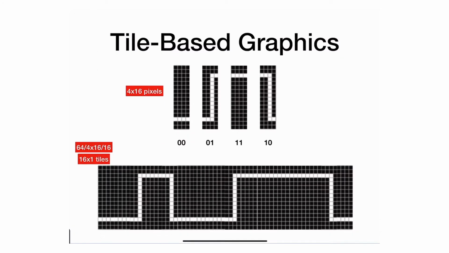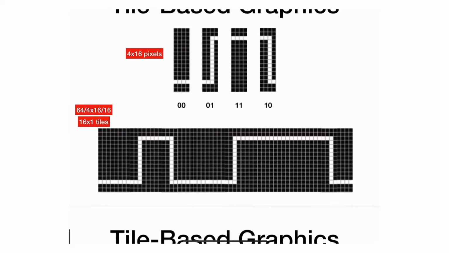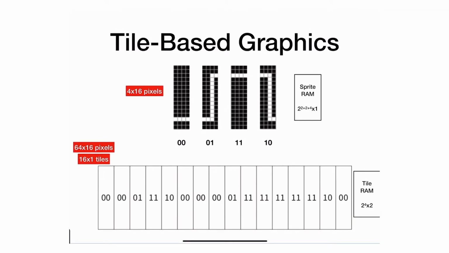And the answer is the following. It's actually 16 by 1 tiles. Okay, so 16 by 1 tiles. So technically I need 4 by 16 and 16 by 1 tiles in here. Okay, good. So now I'll go a little bit deeper into it and calculate.